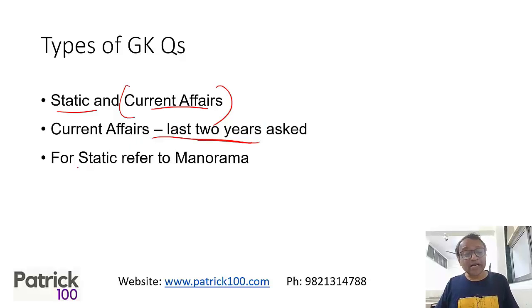If you're looking at static GK, you can look at Manorama. You can also look at different IAS websites or GK for the IAS. There you have a little bit more static information.